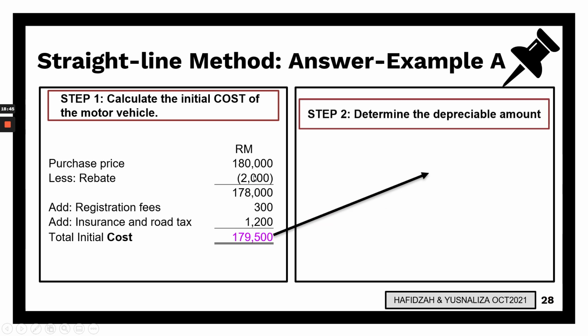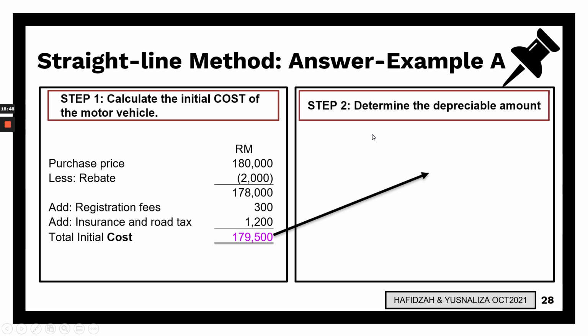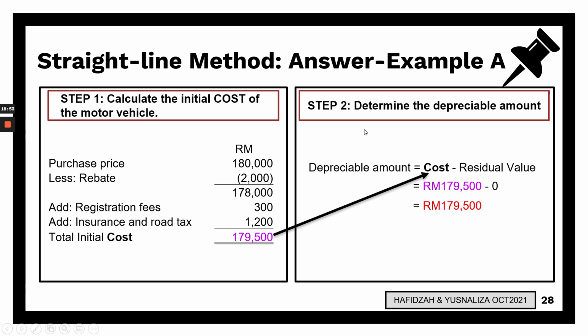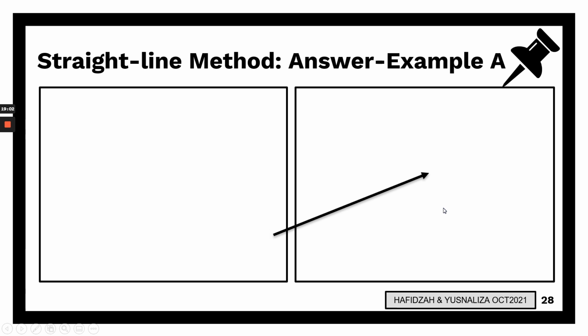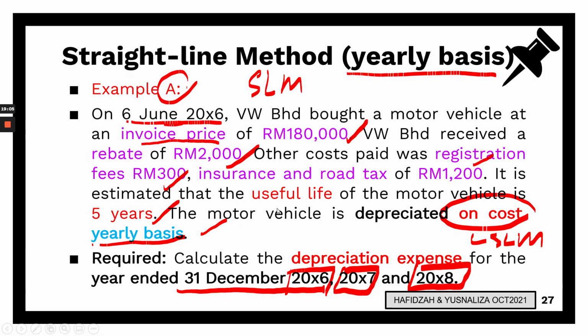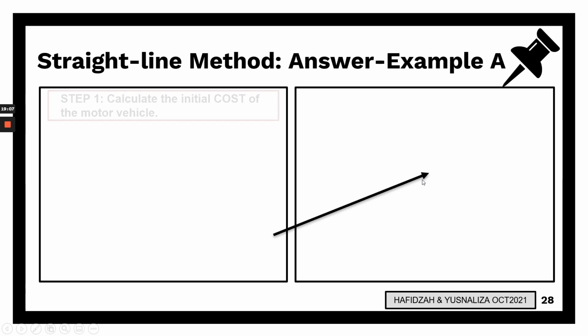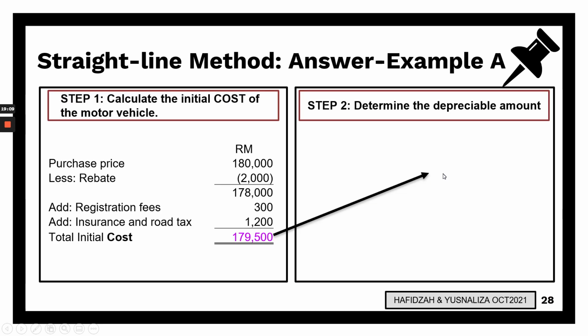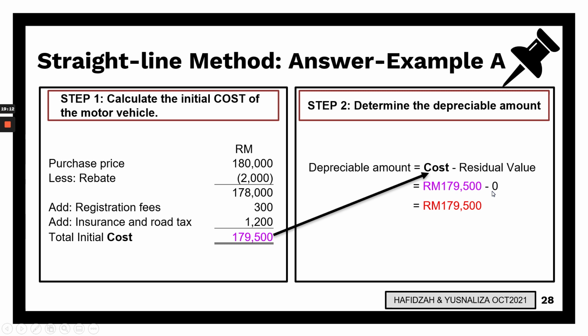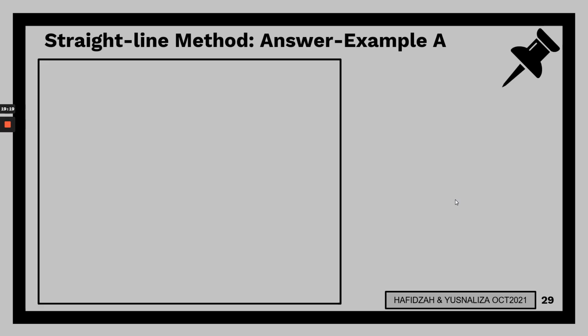Okay, so after you have calculated the initial cost, your second step is to determine the depreciable amount. Remember, depreciable amount is cost minus residual value. So this is the cost. Residual value in this question is not given. If you check, it is not given here. No information, but we just need to make a checklist that we have checked all the items. So minus 0 because no residual value. And in this case, depreciable amount equals the cost because there is no residual value.